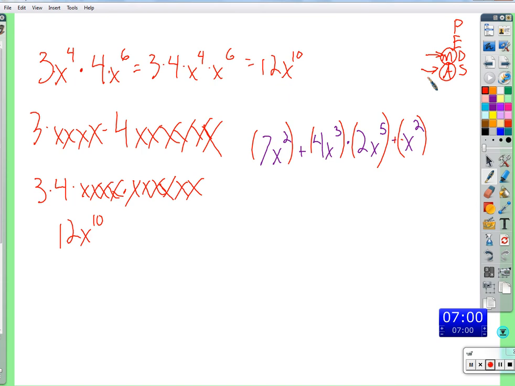So would we add these together, or try to, or would we multiply these together? We would multiply. We would multiply before we add. We would multiply and divide from left to right before we add or subtract. So let's see. Can we multiply these together? Is that possible? Yes. What do you say it is? A 4x to the third and a 2x to the fifth. Mm-hmm. Multiplies together to do what?